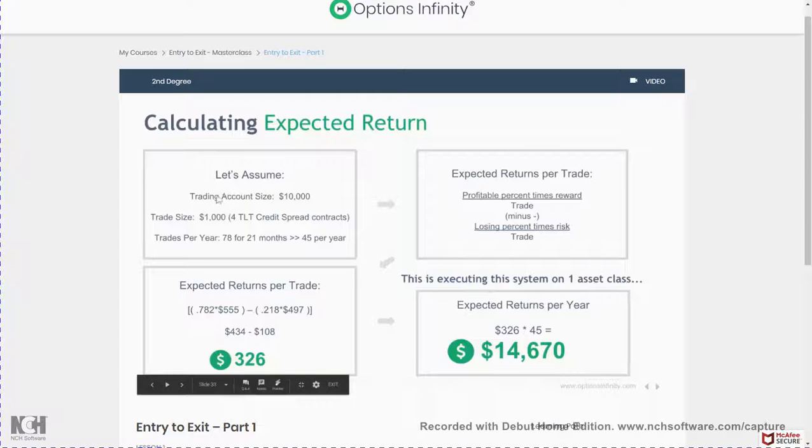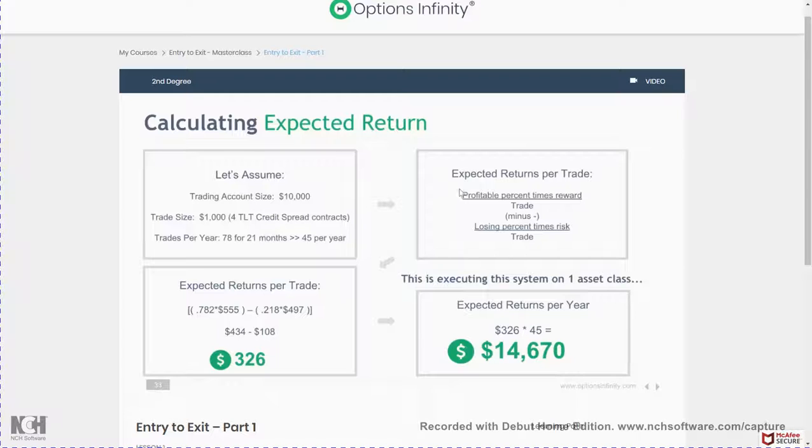Well, let's assume a trading account size of $10,000. That means I'm going to trade about $1,000, which would be 4 TLT ETF credit spread contracts. Now, these trades yield 78 trades over 21 months, or 45 per year. Okay, so that's the basis.